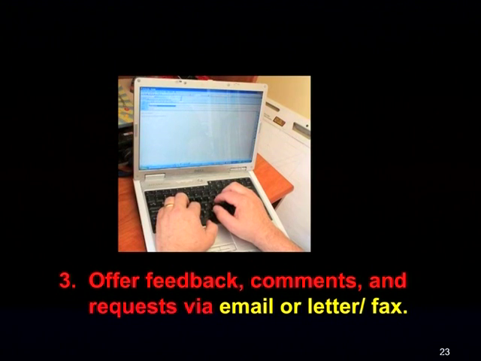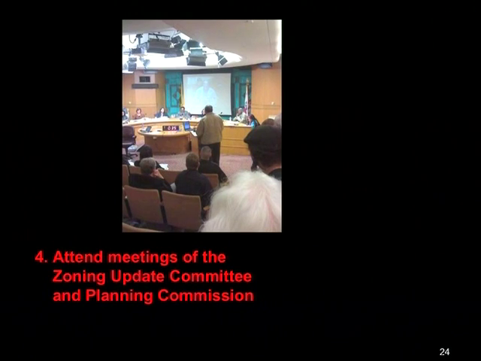The website includes a link where you can send emails with specific comments or feedback on the maps or regulations. Comments can also be sent by fax or left as voicemail messages on the Zoning Update message line at 238-7299. Looking ahead, you can also participate in meetings of the Zoning Update Committee, or ZUC.